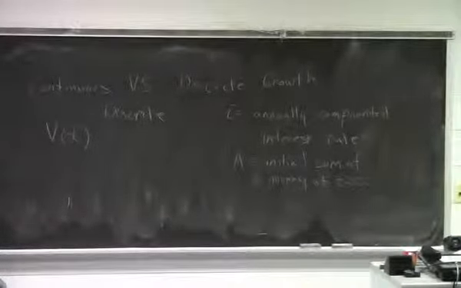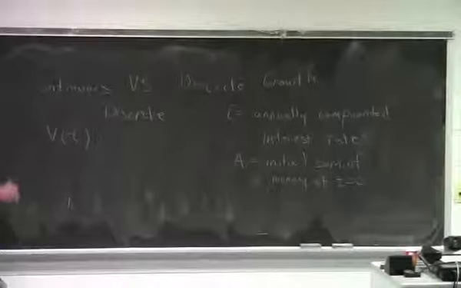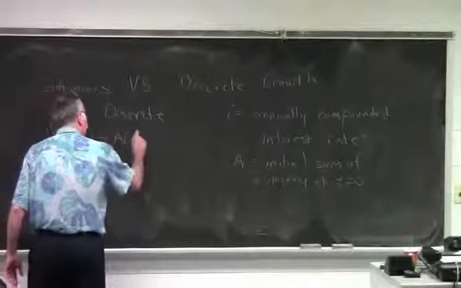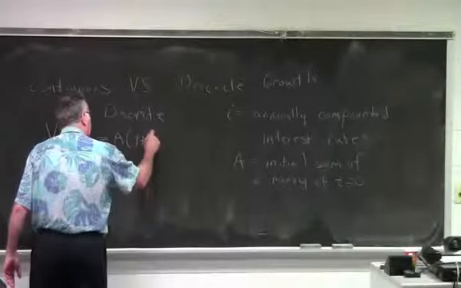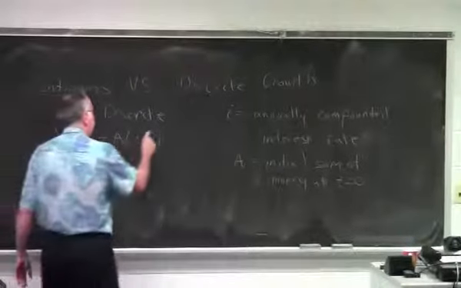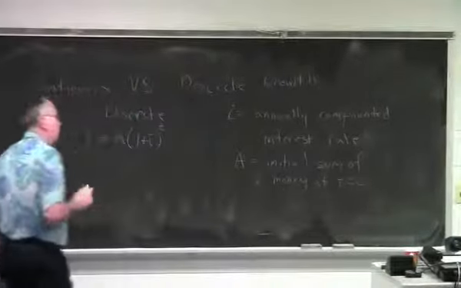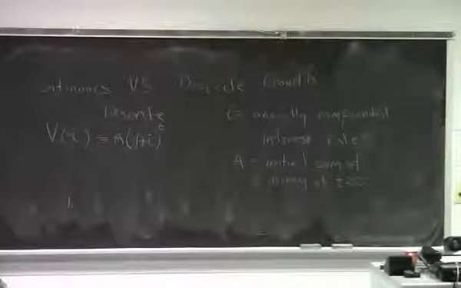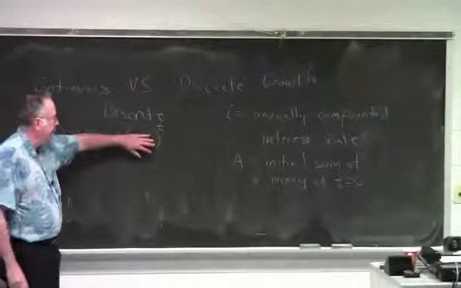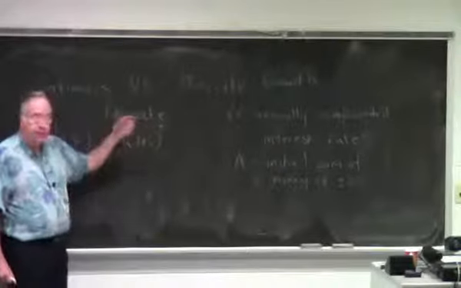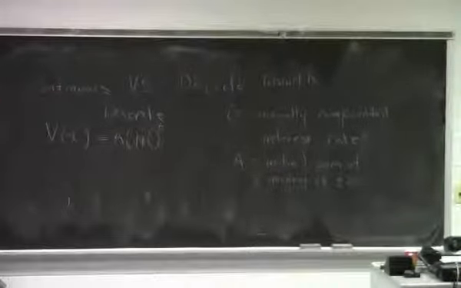Then the future value of money is given by this formula right here. It's A times 1 plus I, 1 plus the annually compounded interest rate, raised to the t power. Notice this is an exponential function because the base here, 1 plus I, is the base. You could call that B if you wanted to. And then it's raised to the t power. So this is a simple exponential function.